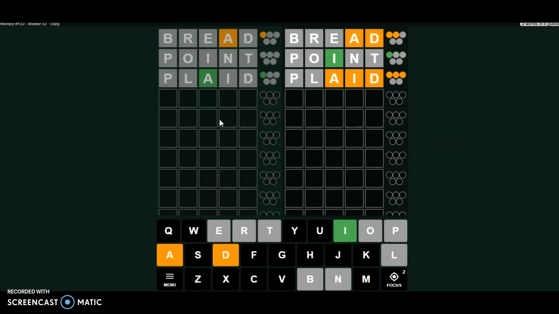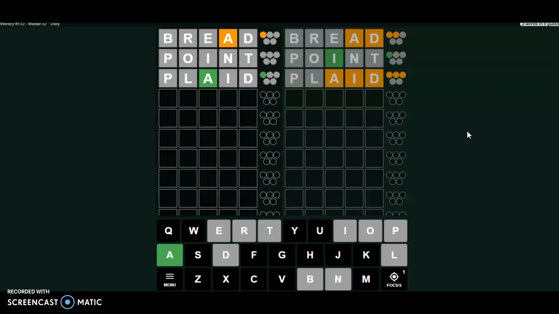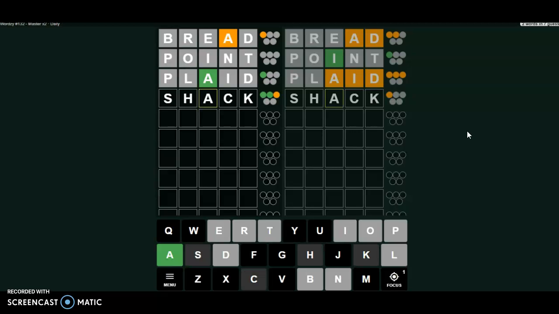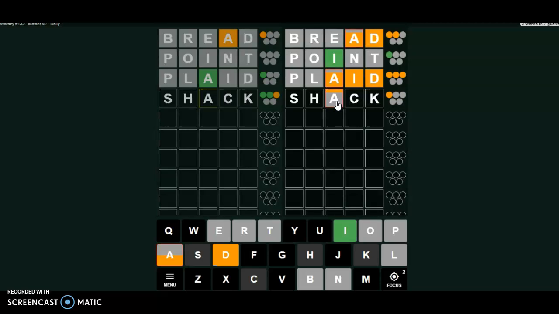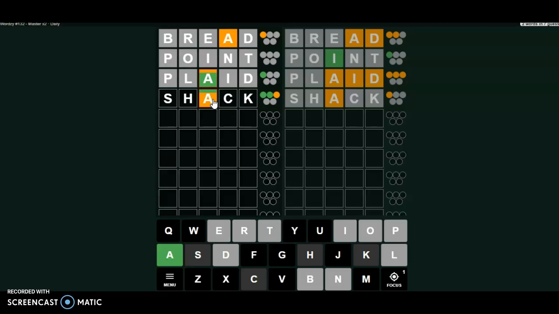So, let's look at this puzzle. What should we do? Shack. The A is gonna be the yellow. That means none of these exist. Interesting. Here I think we have the green A. There's another thing that is green, and there's another and there's a yellow as well. We do not know about that, so let's go with the word stink.